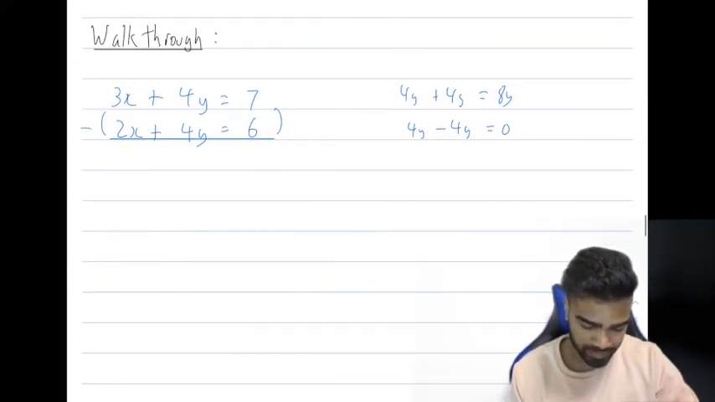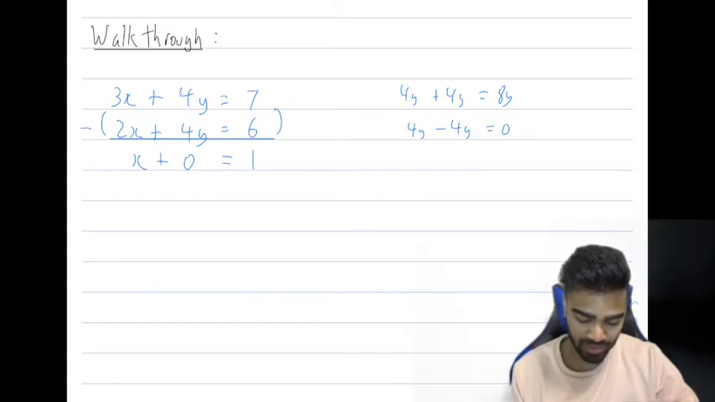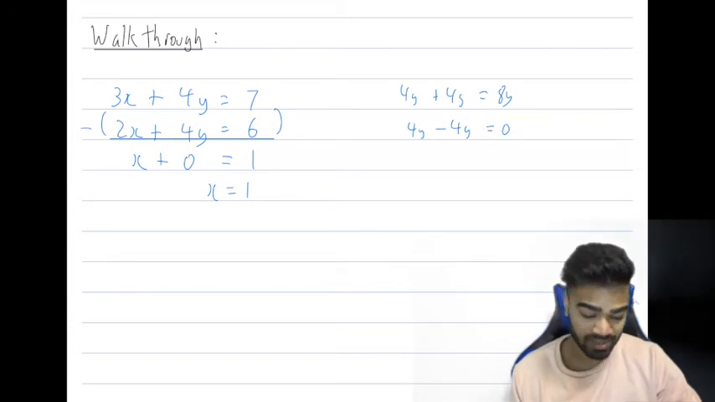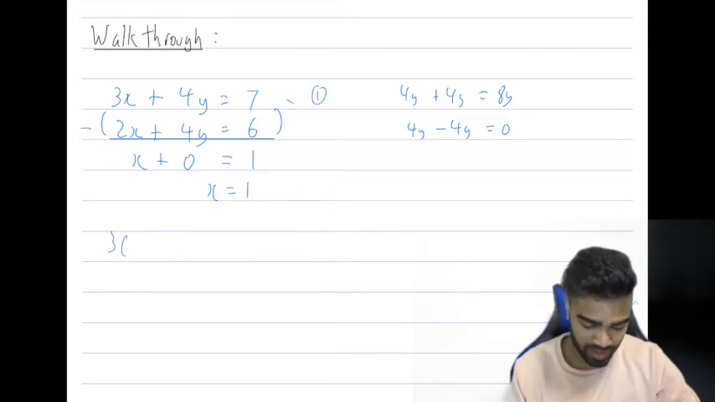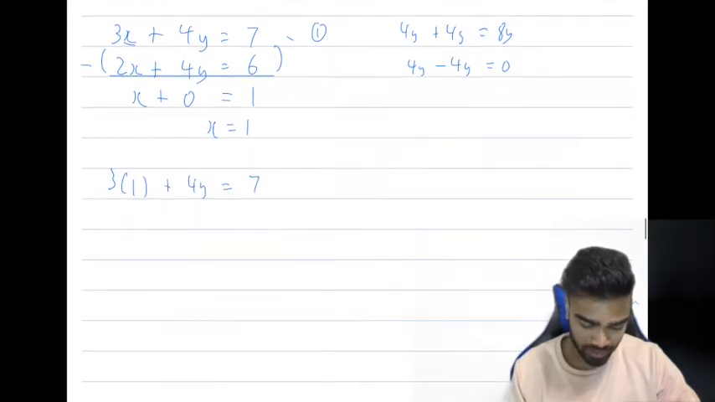Minus. Okay, 3x minus 2x is x. 4y minus 4y is 0. So, x plus 0 pretty much. So, 7 minus 6 is also 1. So, this one's nice and easy. x is equal to 1. Okay, sub it into either equation. I'm going to pick equation number 1. So, 3, instead of x, I'm going to put 1, plus 4y is equal to 7.